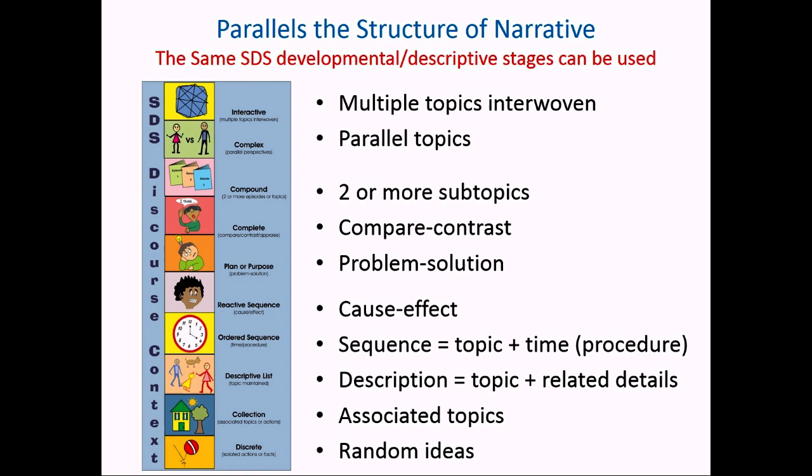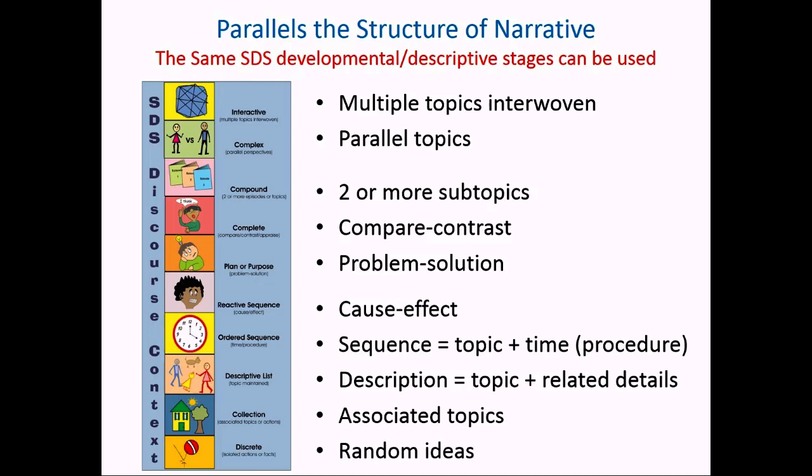So we talked about this when we talked about narrative. Narrative can have a random idea, so can expository. Narrative can just have a collection of topics and actions that are loosely associated, so can expository. Descriptive list would just be parts of the story, especially common when you're describing a setting.